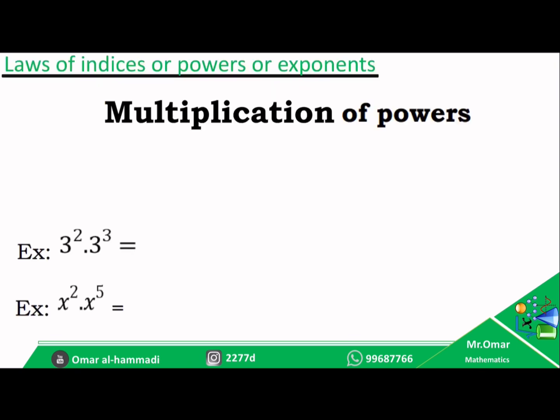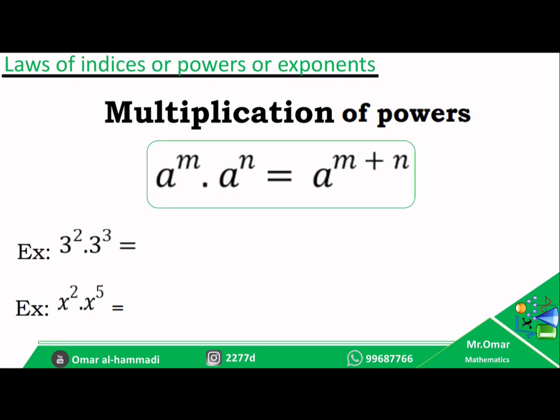Now we have the laws of indices or powers or exponents. Multiplication of powers. Now we have the rules of multiplication of powers. عند ضرب الأسس إيش نعمل؟ When we have a multiplication of powers, عند ضرب الأسس نعمل ماذا؟ A to the power m multiplied by A to the power n is equal to what? A to the power m plus n. So عند الضرب نجمع الأسس.